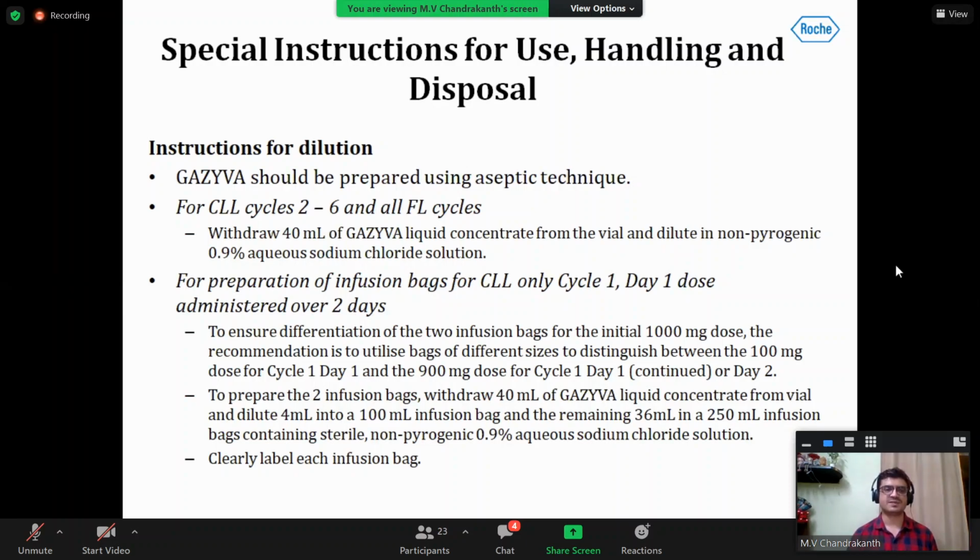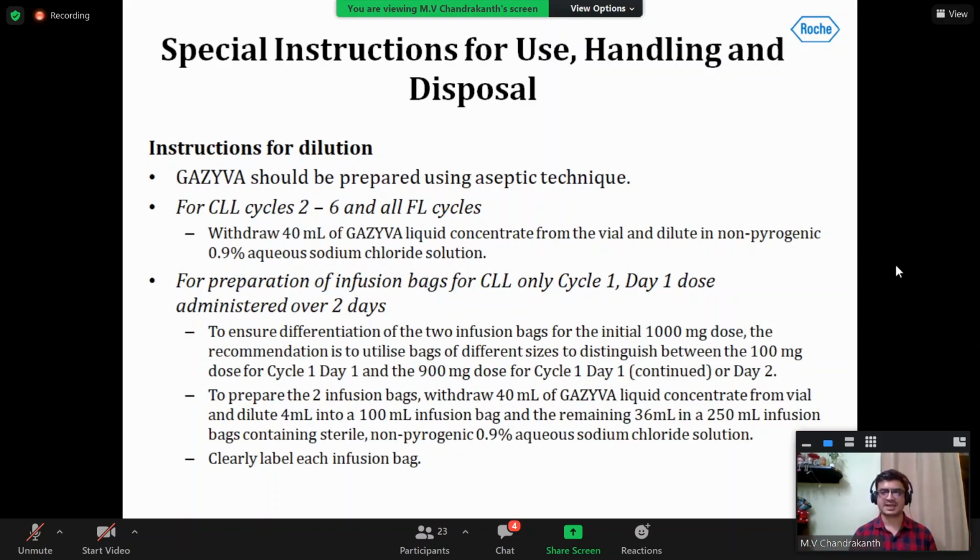So for preparation of infusion bags for CLL only in cycle 1, day 1 dose, where we administer over 2 days, we must ensure a differentiation of the 2 infusion bags for the initial 1000 milligram dose. The recommendation is to utilize bags of different sizes to distinguish between the 100 milligram dose for cycle 1 day 1 and the 900 milligram dose for cycle 1 day 2. So very important is the uniqueness of the cycle 1 day 1 and cycle 1 day 2 in CLL treatment.